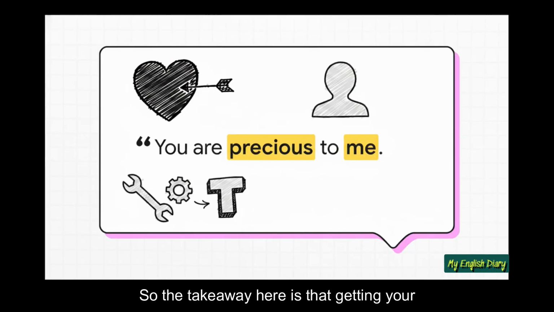So the takeaway here is that getting your prepositions right carries immense emotional weight, and it totally changes the vibe of your sentence. If you tell someone, you are precious for me, you're essentially telling them they're practically useful to your life, like a really good tool. That is a very cold T statement. But if you say, you are precious to me, that emotional arrow points straight from your heart to theirs. It means they hold true emotional value.